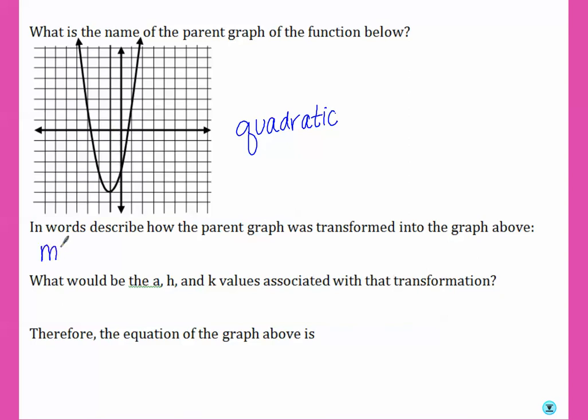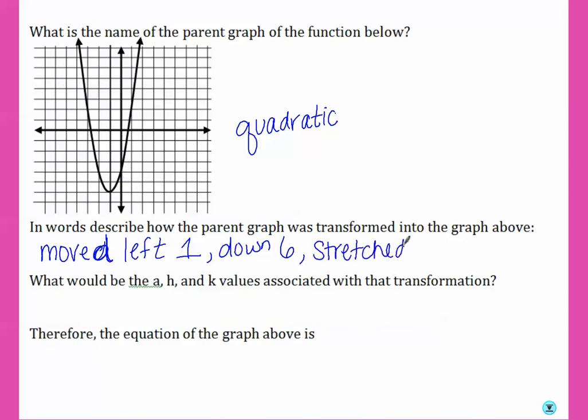So it moved left 1 and down 6. Also, if you notice, typically we would go over 1, up 1. This one goes over 1, up 2, so it was stretched up.